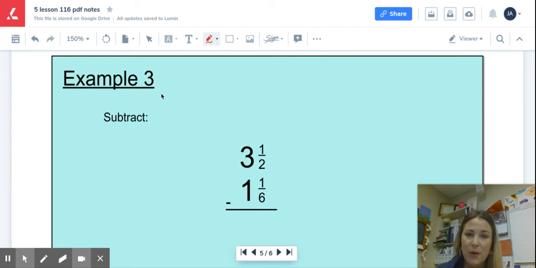There's a chance that we're going to have to look at our whole number parts and regroup them. So I would say borrow, but the new math term is regroup. So we're going to borrow from them or regroup them to help our fractions out. I'm not going to go there yet. There's a chance we might need to, but let's just take a look and see what we can do with the denominators that we're given.